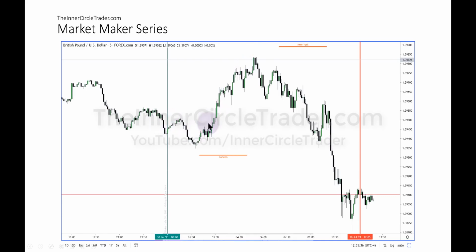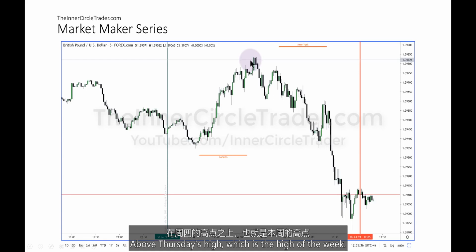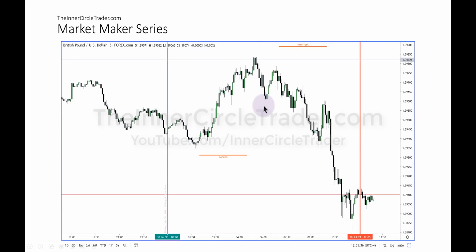This also, if you look at the consolidation here, this is original consolidation, accumulation, reaccumulation, smart money reversal. Where's the smart money reversal occurring? Above Thursday's high, which is the high of the week. Then we break down. Took out that low.